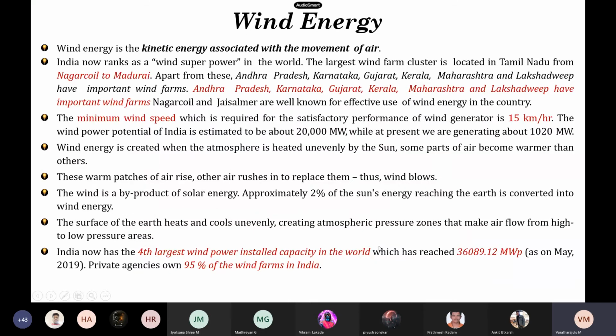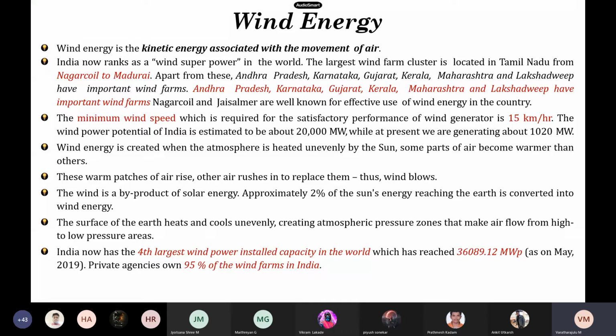In India, the other non-conventional source of energy is wind energy. Wind energy is the kinetic energy associated with the movement of air. In Tamil Nadu, the largest wind farm cluster is from Nagercoil to Madurai. Apart from these, Andhra Pradesh, Karnataka, Gujarat, Kerala, Maharashtra, and Lakshadweep have important wind farms.